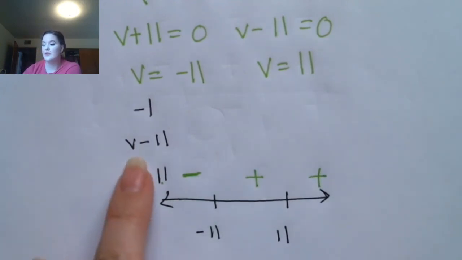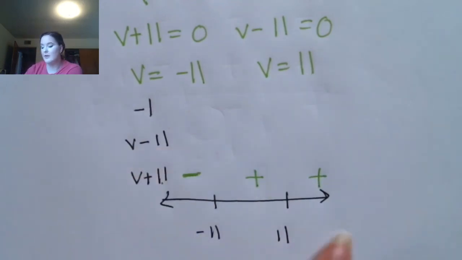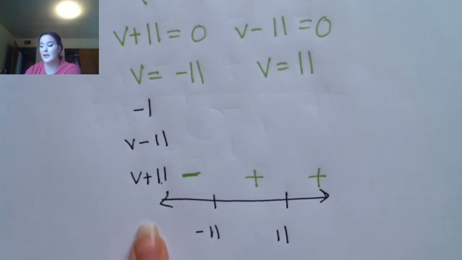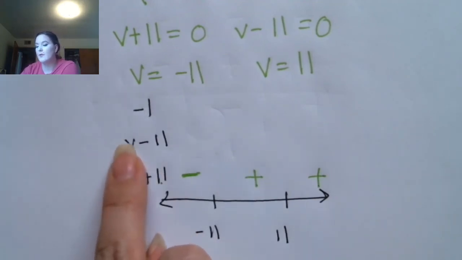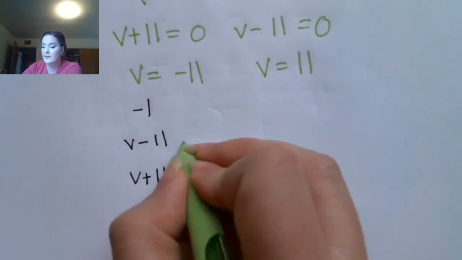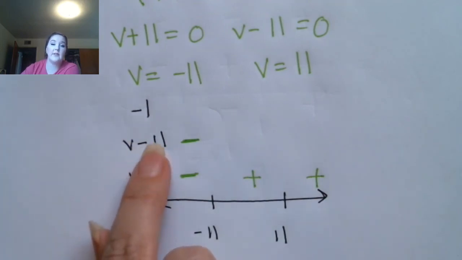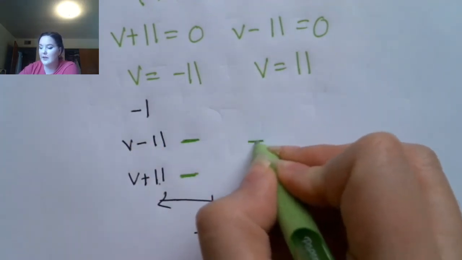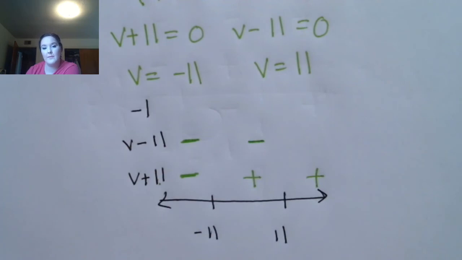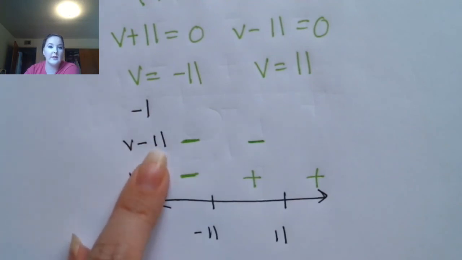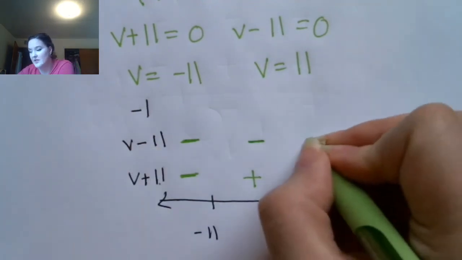Okay. Do the same thing for v minus 11. So check something less than 11 like negative 12. Negative 12 minus 11 is negative 23. That's going to be negative. Okay. Test something in here. Something like 5. 5 minus 11 is negative 6. So that will be negative. Okay. And something bigger than 11. Something like 18. 18 minus 11 is 7, which is positive.